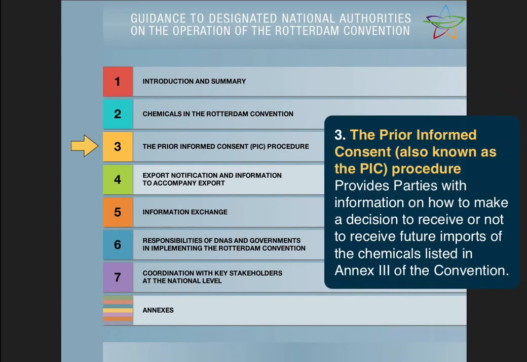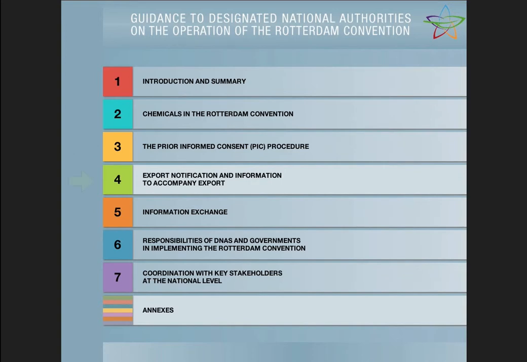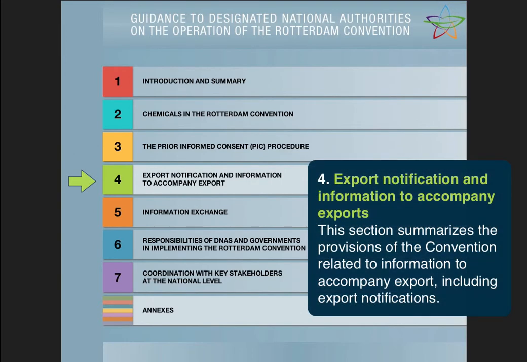3. The Prior Informed Consent, also known as the PIC procedure, provides parties with information on how to make a decision to receive or not to receive future imports of the chemicals listed in Annex 3 of the Convention. 4. Export notification and information to accompany exports. This section summarizes the provisions of the Convention related to information to accompany export, including export notifications.